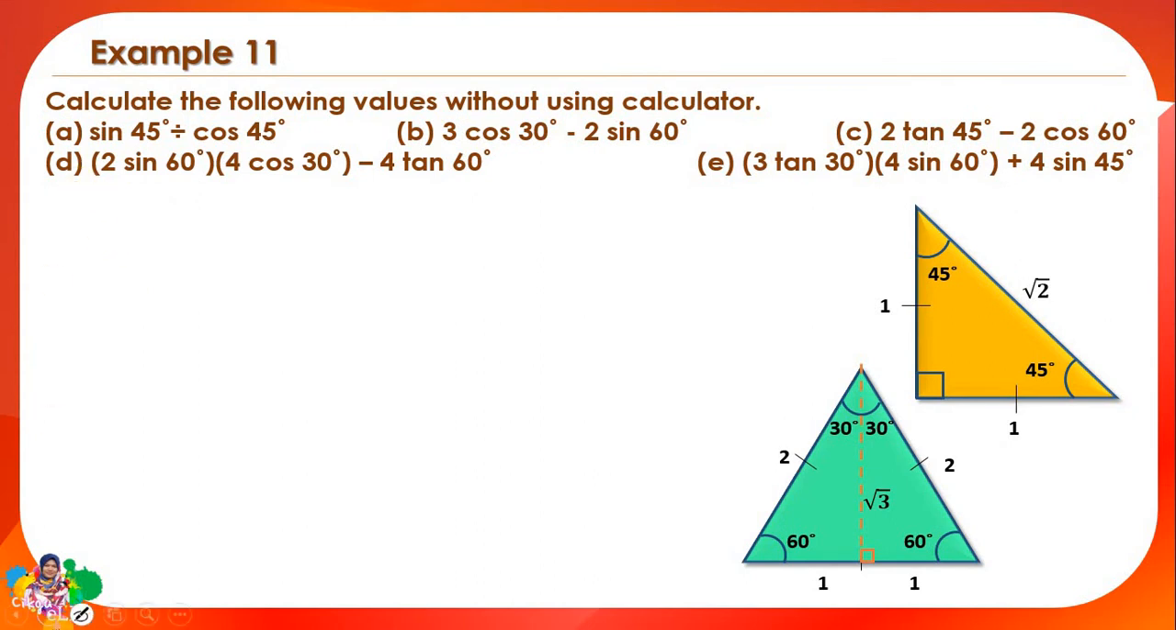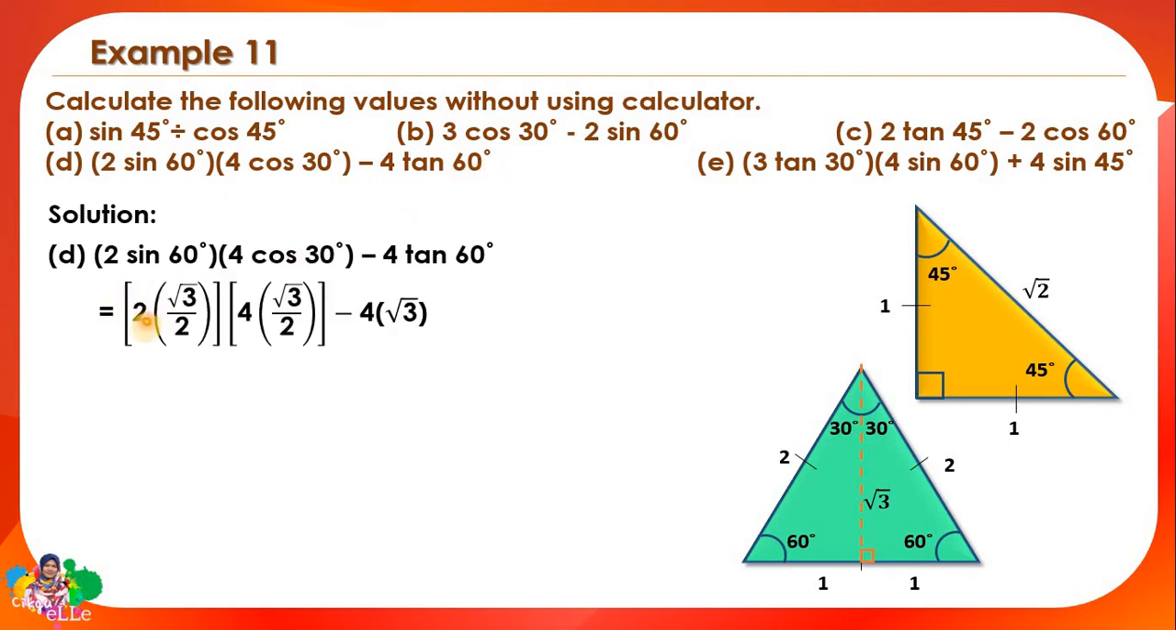Now, question D. 2 sine 60 times 4 cos 30 minus 4 tangent 60. Okay, so sine 60 is square root 3 over 2, and cos 30 is square root 3 over 2. Okay, minus 4 tangent 60. Tangent 60 is square root 3.